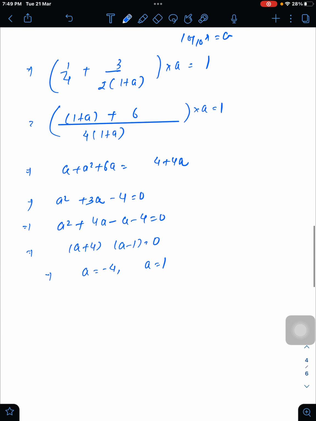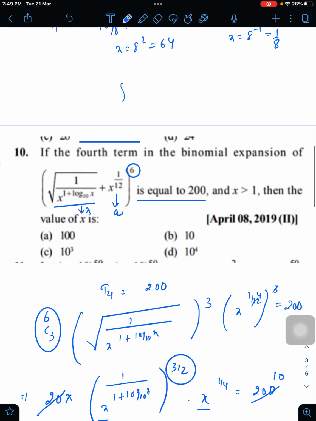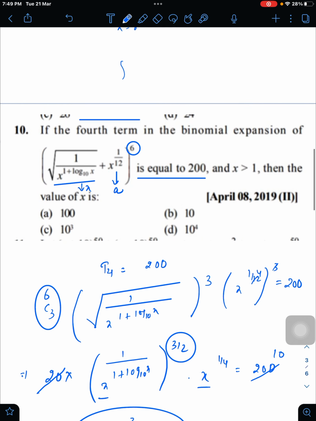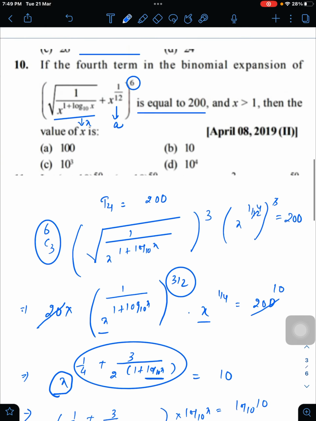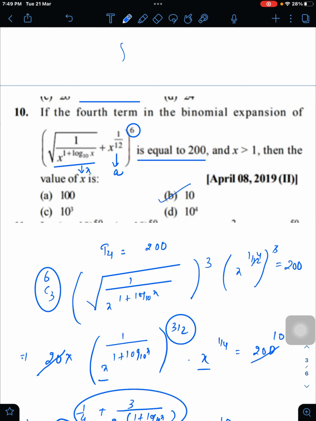So if I am substituting the value, log 10x is equal to minus 4 or log 10 base x is equal to what, beta? 1. So x is equal to 10 to the power minus 4 or x is equal to 10 to the power 1. So you can match the answer. Which answer is correct? 10 to the power minus 4 is not given in the options. So we are left with 10 to the power 1. So again the option is 1.